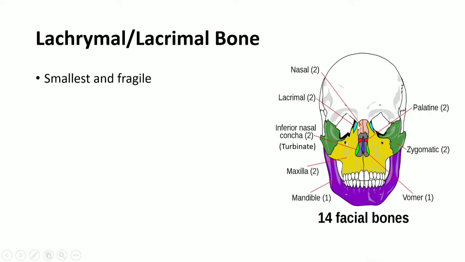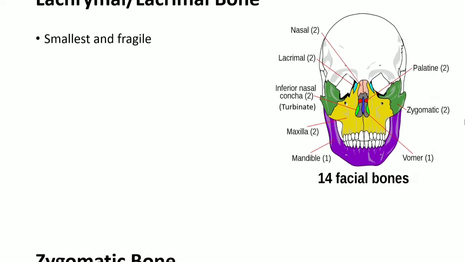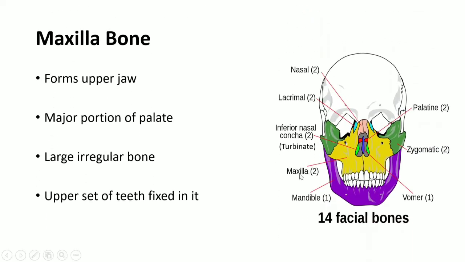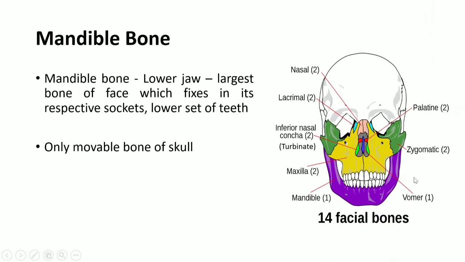The lachrymal bone is the smallest of all these bones and it is very fragile. Zygomatic or cheekbones unite together in front with the maxillae. Maxillae form our upper jaw, where the upper set of teeth gets fitted. Whereas the mandible bone forms our lower jaw, where the lower set of teeth gets fitted. Of the skull bones, this one is the only bone which is movable.